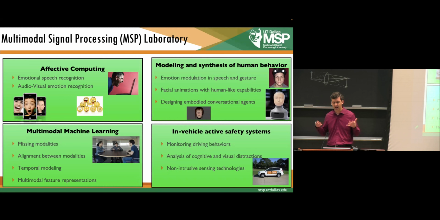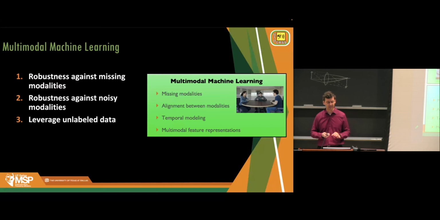visual distractions. But as soon as you add two modalities, there are a lot of challenges that arise that lead to interesting theoretical problems of how you solve them in the context of multimodal machine learning. And that's exactly what I would like to focus my presentation on today: how you build systems that can be robust, for example, when you have missing modalities, when you have noise in your data, or when you leverage unlabeled data.